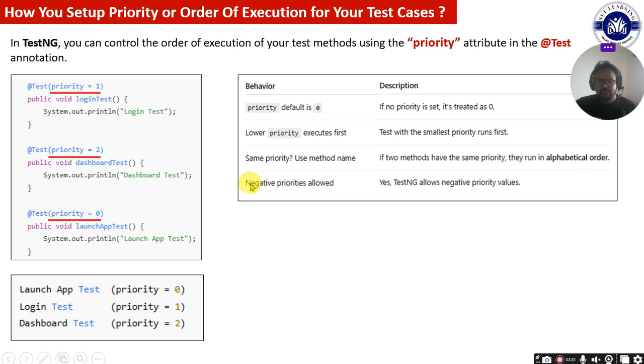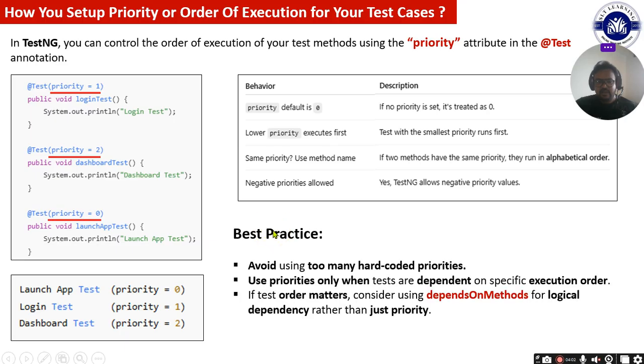Next, is negative priority allowed? This is another question. Does it allow negative priority? Yes, you can use negative priority values in test cases. And the best practice is to avoid using too many hard-coded priorities. Use priority only when the test cases depend on each other.